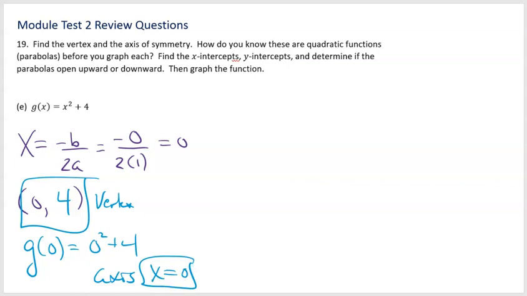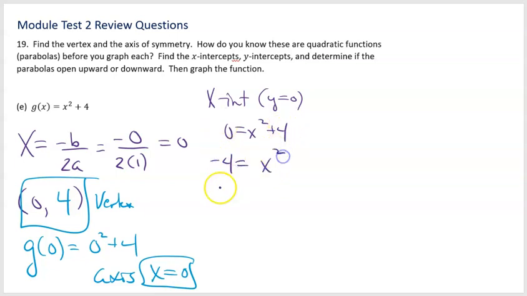Next thing I want to do is calculate the x-intercepts. So x-intercepts are always calculated by letting y equal 0. So I say 0 equals x squared plus 4 and solve that equation. You could use the quadratic formula. You could use the square root property in this case by subtracting 4 over. If you take the square root of both sides, you'd have plus or minus the square root of negative 4, which you know that's plus or minus 2i. But you know what? That's imaginary.